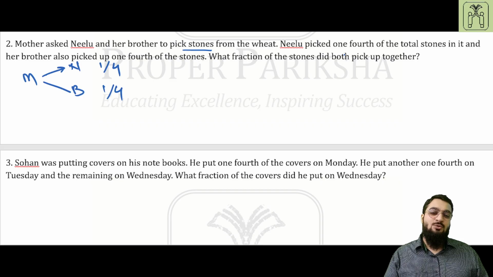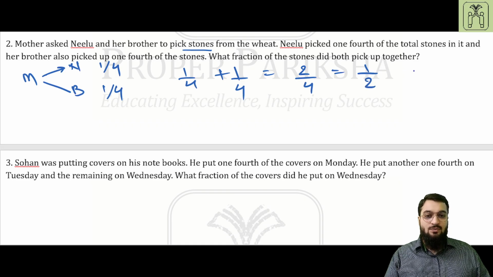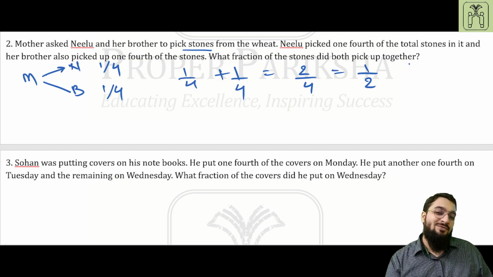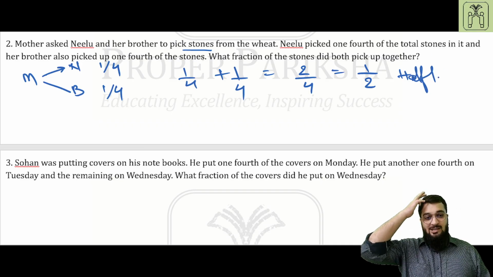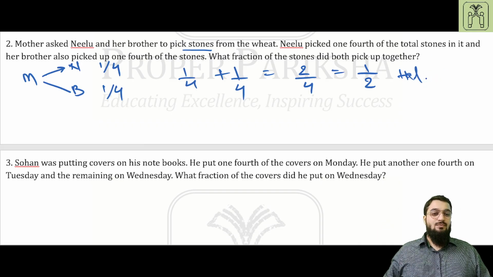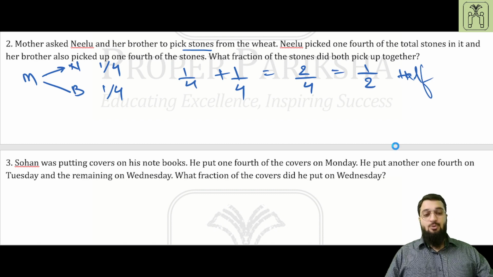What fraction of stones did both pick up together? So you just need to add 1 upon 4 plus 1 upon 4. That will give you 2 upon 4. That will be further simplified into 1 upon 2. So what fraction of stones? 1 upon 2 is the fraction, and it can be represented as half. So half of the stones have been collected by Neelu and her brother.